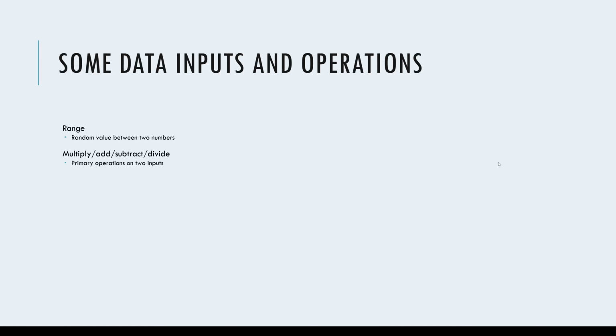The second one is multiply, add, subtract, divide, which are the primary operations on two inputs. So it's not that easy to show it directly. I'm going to use it somewhere else.